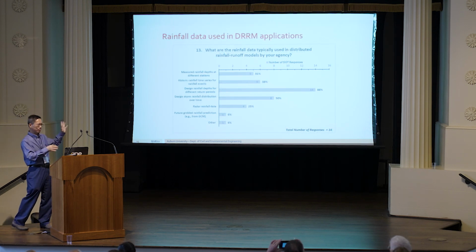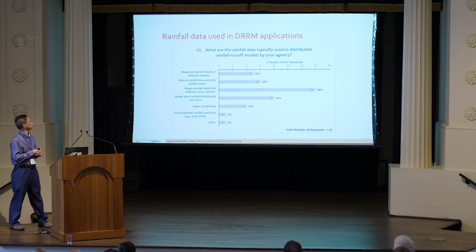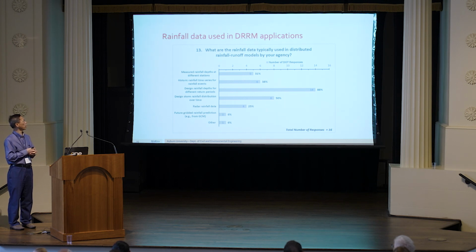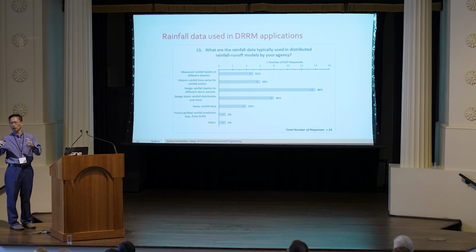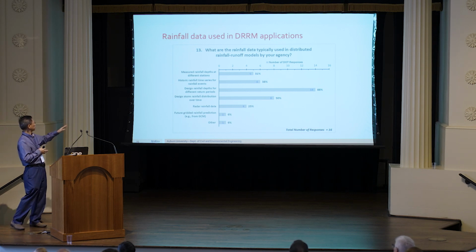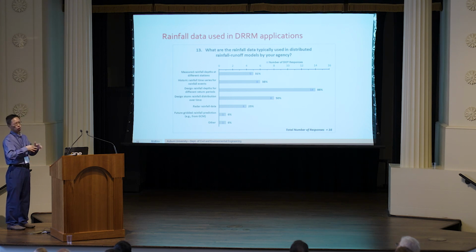So question 13, I do not intend to show all the questions, just some of the interesting ones. What rainfall data are typically used in distributed rainfall runoff models by your agency? Most of them, 88%, use design rainfall depths for different return periods, because that is particularly true for the DOTs for their design tasks. About 8 use design storm rainfall distribution over time, and 6 use historical rainfall time series for rainfall events, maybe for model calibration.